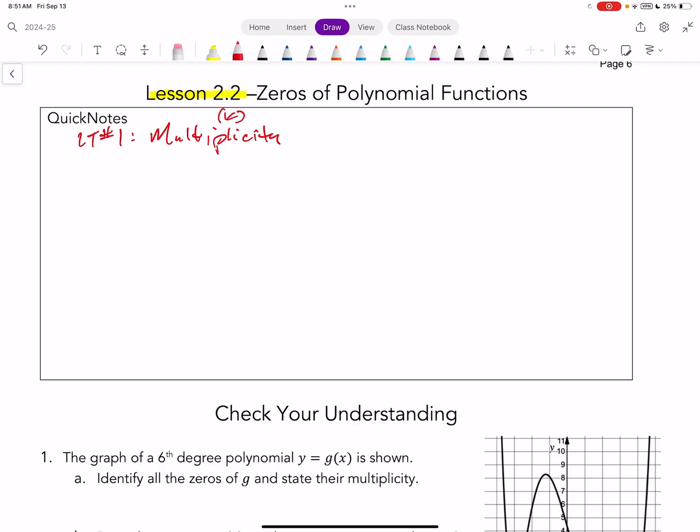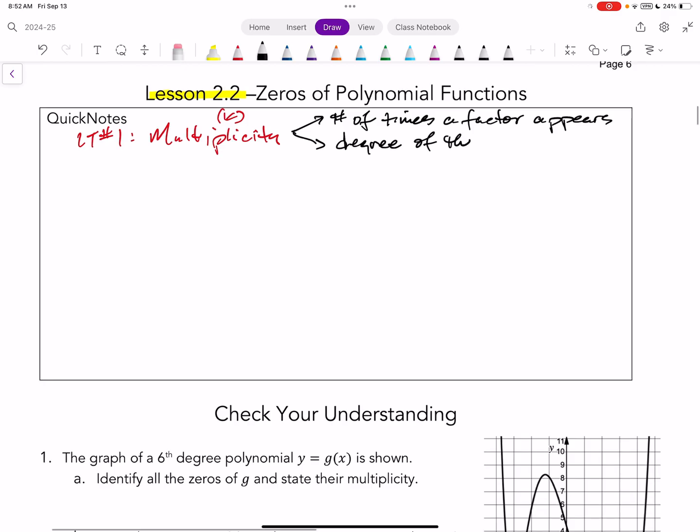There are two ways to think about it. The multiplicity could be the number of times the factor appears. You can think of it that way because we discussed that in class. I'll give you an example in just a moment. Or you can think of it as the degree of the factor.